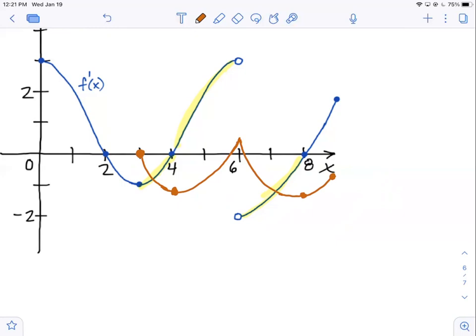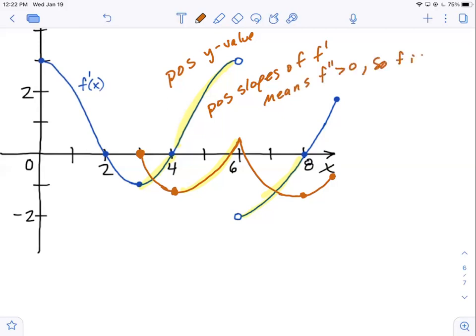Yes, from 4 to 6. It's not concave down on f prime, so why would it go concave up? Well, from 4 to 6, we have positive y values, and what are the slopes? We have positive slopes. We don't look at the curvature of f prime. We look at the y values and we look at the slopes. If the y values are positive from 4 to 6, then I know my function's increasing. And positive slopes of f prime means f double prime is greater than 0, so f is concave up.